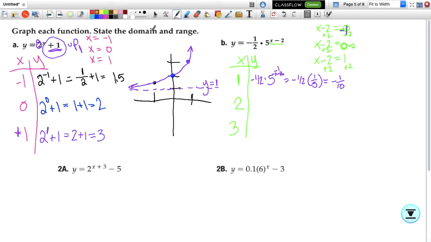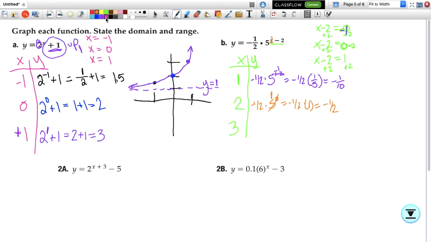Now I'll do my next point. I'm going to plug a 2 in here. So 2 minus 2 is 0. So I have -1/2 times 5 to the 0. Anything to the 0 power is 1. So I technically have -1/2 times 1. And anything times 1 is just itself, so -1/2.